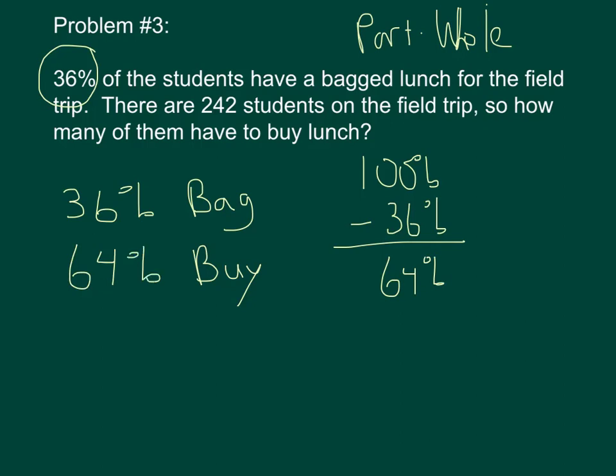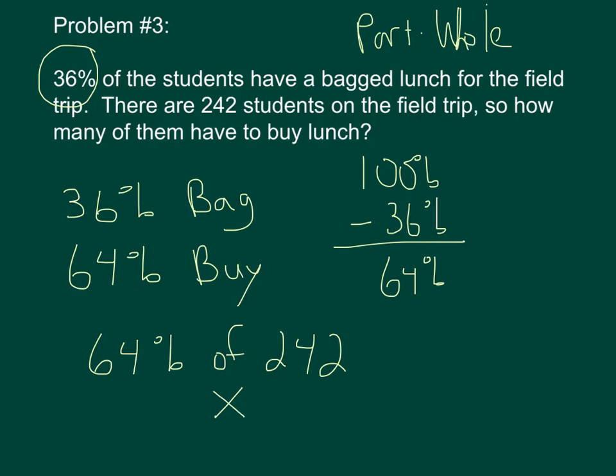But the question didn't say what percent are buying lunch. The question said how many students are buying lunch. So I need to find out what is 64% of 242. And this is one of those problems where a calculator is definitely going to be helpful because both of my numbers are very ugly. I know that of simply means multiply.